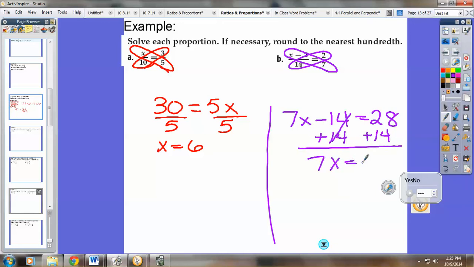7x equals 28 plus 14 is 42. Divide both sides by 7. X is 6. What I did, I just, to make 7 into 14, multiply by 2, and then 2 times 2 is 4, and x minus 1 plus 2 equals 4, so it's 6. So you were just thinking backwards with it. That's good. That's awesome. I'm awesome.